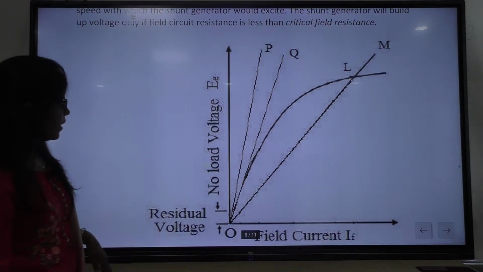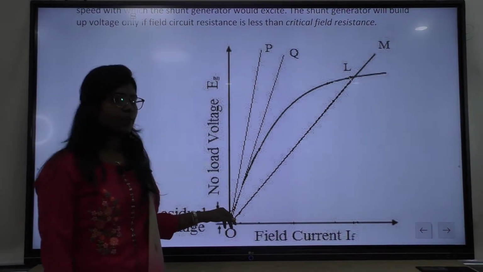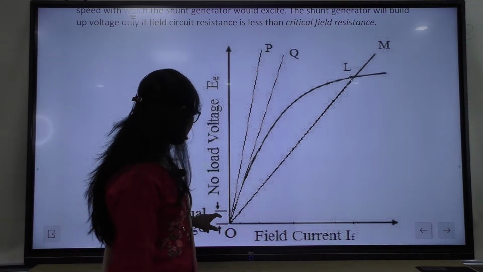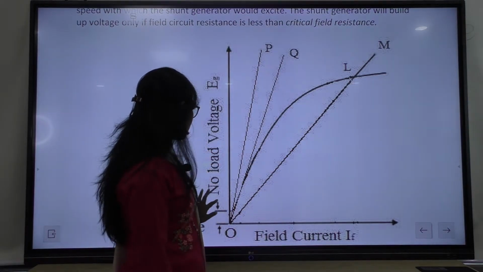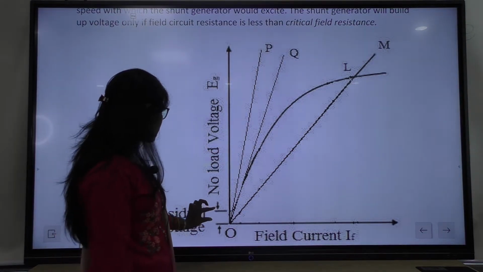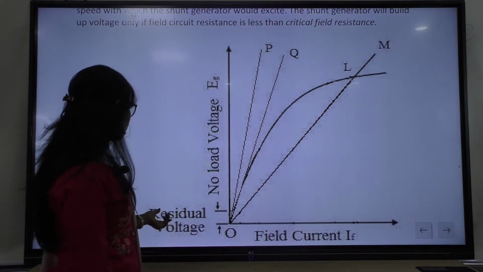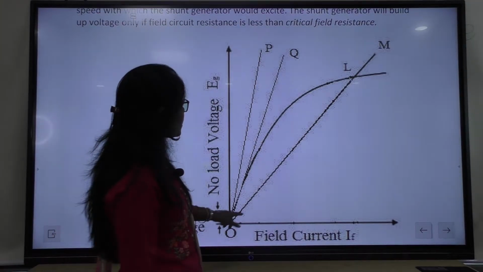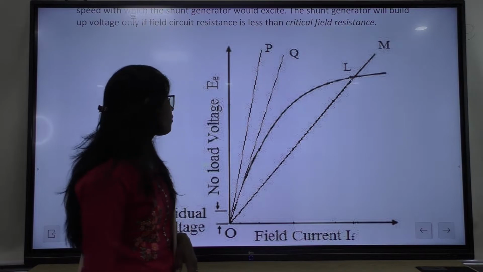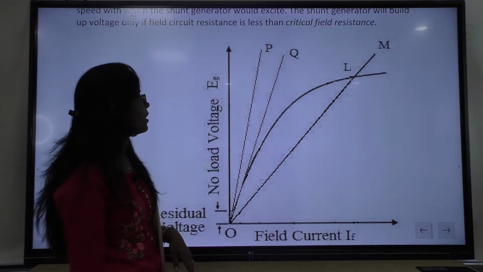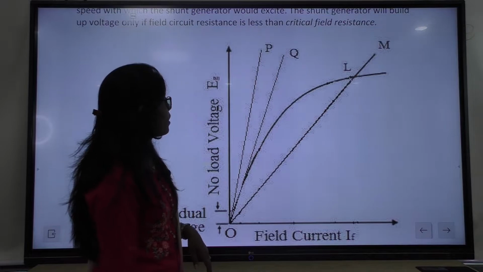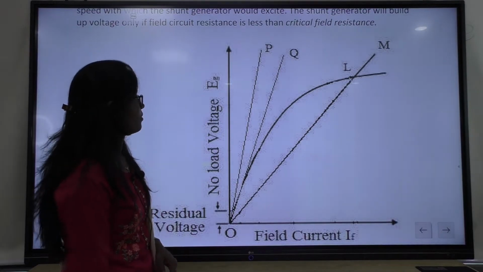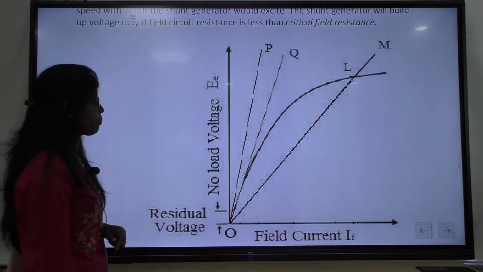For finding critical resistance and critical speed, we will plot the open circuit characteristics. So, this is the open circuit characteristics of the shunt generator, where this is due to the residual flux. Due to that residual flux, we get the residual voltage or residual EMF. Okay, and this is the shunt field line. OM represents the shunt field line, that is RF equals Vt by If.